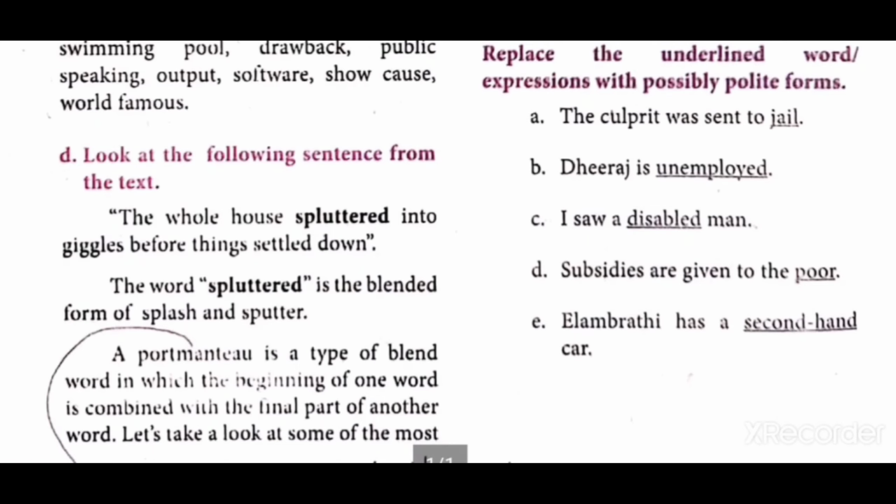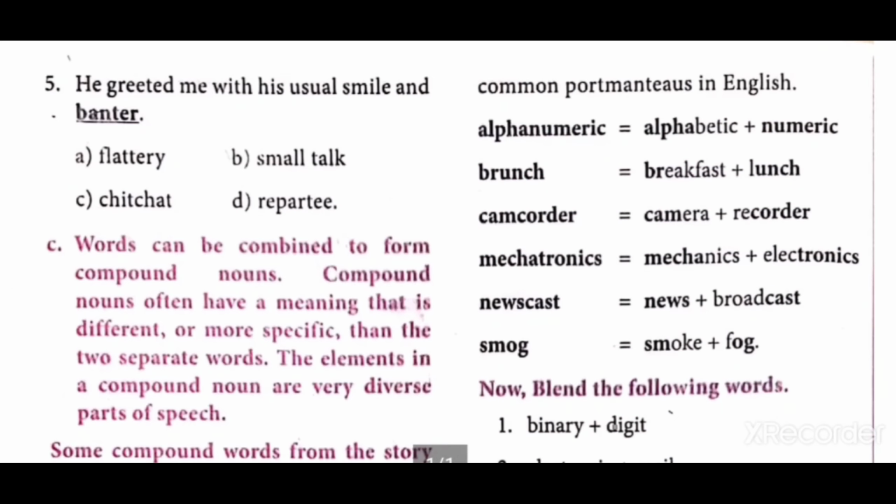A portmanteau is a type of blend word in which the beginning of one word is combined with the final part of another word. Let's take a look at some of the most common portmanteaus in English. The examples given are alphanumeric. It is the combination of alphabetic and numeric.